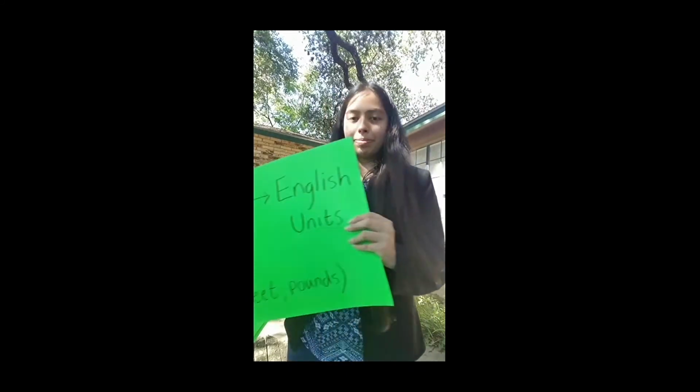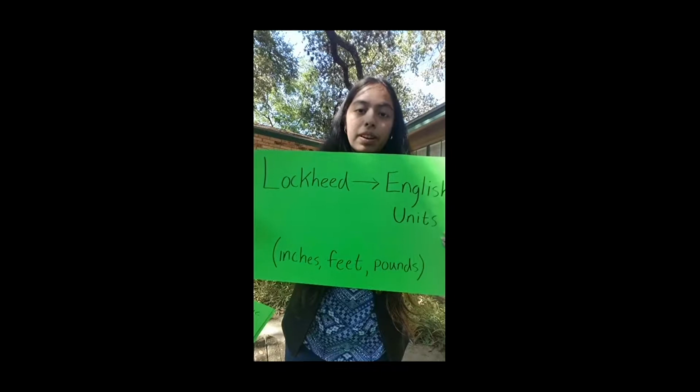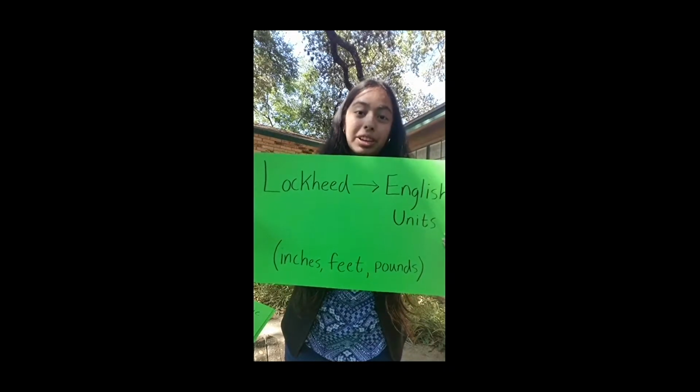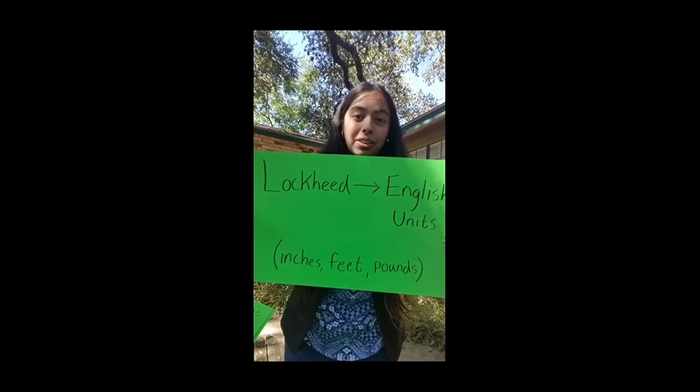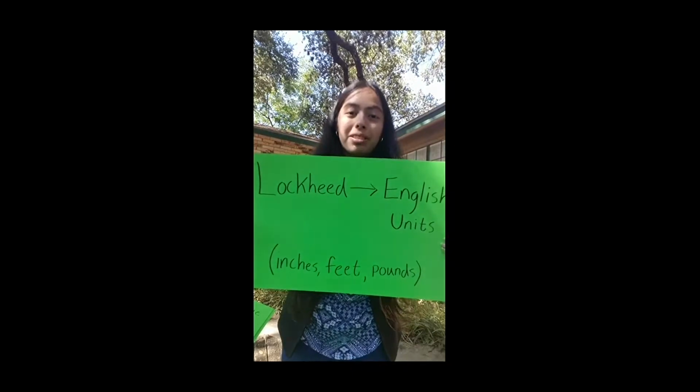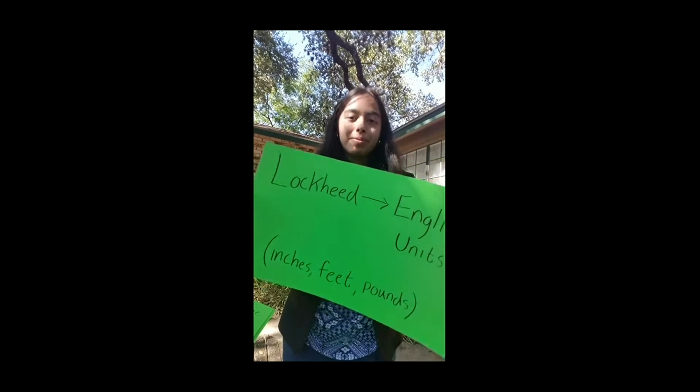Now, Lockheed is an American company, so they're used to using English units. When calculating the momentum, they used inches, feet, and pounds, their final unit of impulse being in pound-seconds. Now, NASA is also an American company. However, they also work internationally with space programs in other countries.